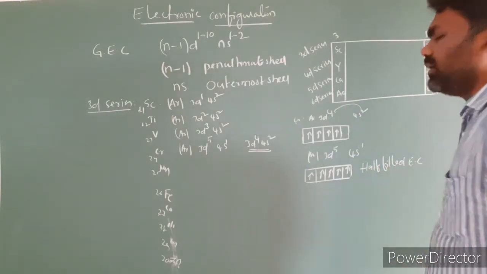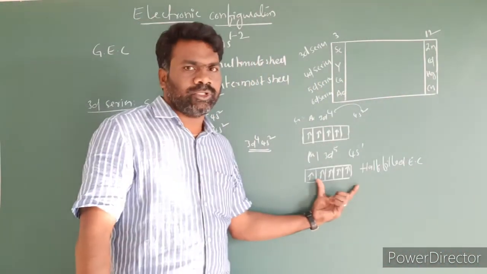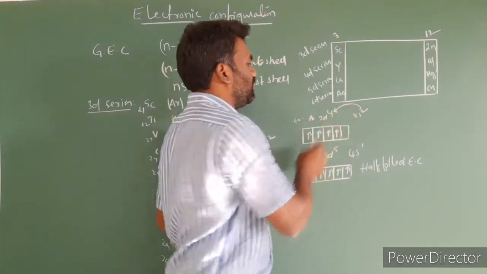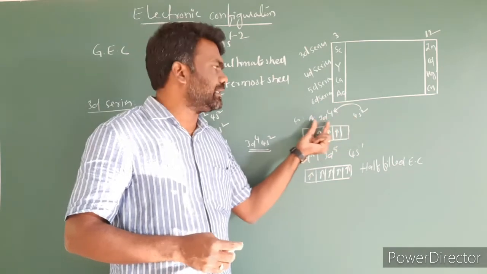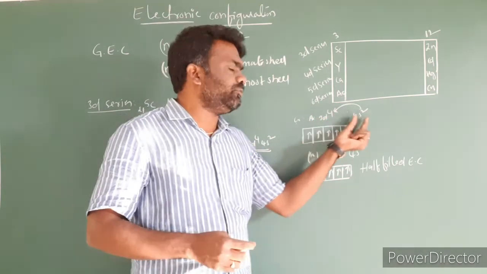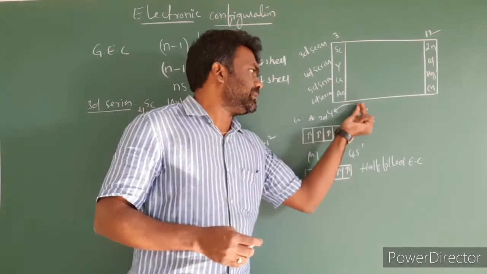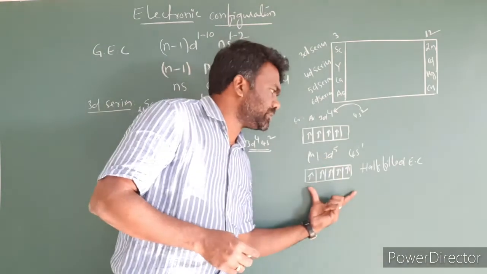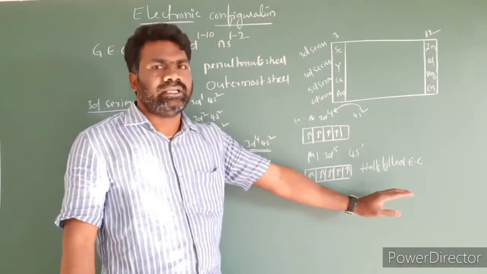Half-filled electronic configurations are more stable. To attain stability, one electron from the 4s orbital jumps to the 3d orbital, because there is very little energy difference between the 3d and 4s orbitals. We get a d5 configuration, which is half-filled and more stable. This is the exceptional case.